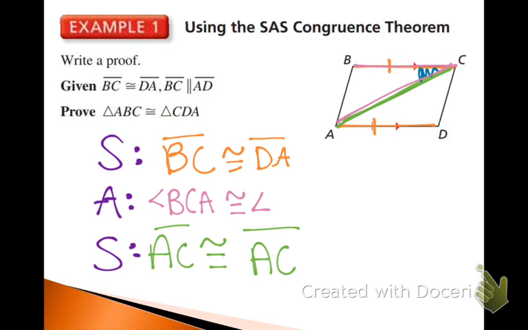Inside of the second triangle, you want to do the same thing. You want the angle between your two sides. So that would be this angle down here. It's between the orange side and the green side again. If I said BCA in the first triangle, what would I have to say in the second? Angle DAC.